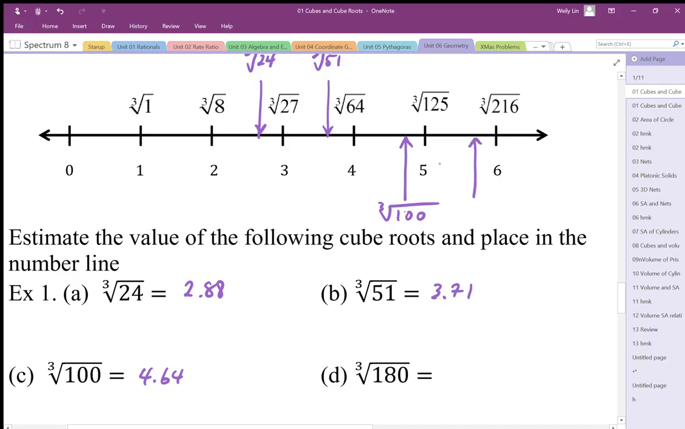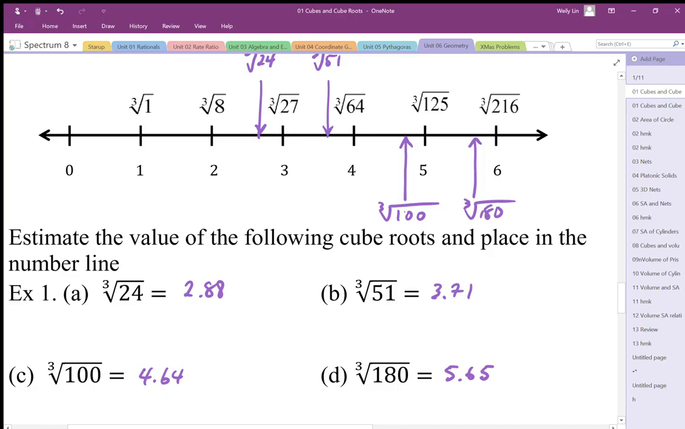And then the cube root of 180, well, we know that it has to be between these two whole numbers. The side length has to be between 5 and 6. So there's where the cube root of 180 would lie. And then when I actually do the cube root of 180, my calculator is giving me back about 5.65.